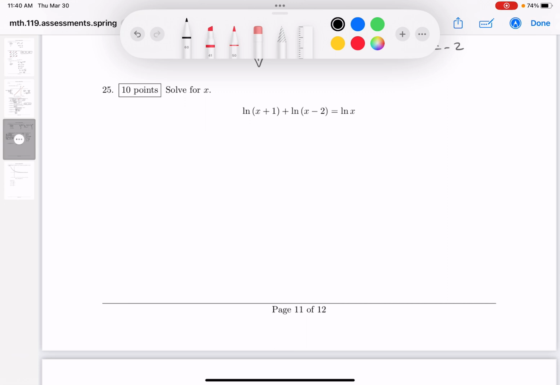25 is an equation to solve. So what do I see over here? I see the natural log. This is a sum, by the way, so I'm going to make it a product. Equals the natural log of x. What do I know about this over here? That if this is true, this must be true. Whoops, I made a mistake there.